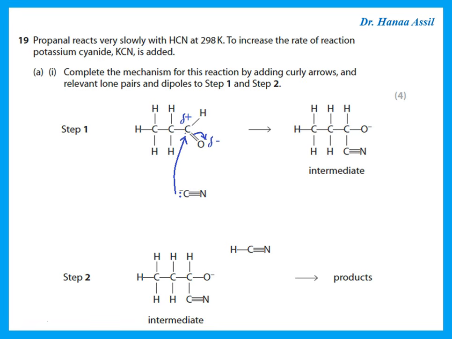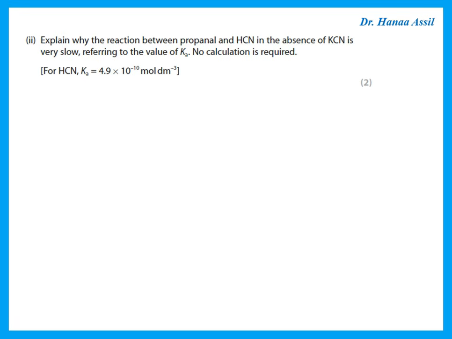Using a lone pair of electrons, you have to draw the lone pairs and the dipoles on the carbonyl carbon and oxygen. The electrons from the C double bond O go to the slightly negative oxygen to give an O minus, and attach the cyanide. And then the O minus will attack. Oxygen also has a lone pair of electrons. They will attack the hydrogen of the HCN to give the product. So this is the mechanism.